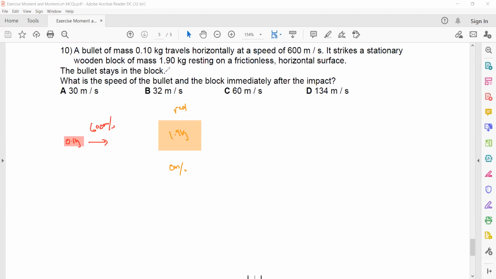The bullet stays in the block. What is the speed of the bullet and block immediately after the impact? So when the bullet hits the block, they are moving together. The bullet is inside the block and they are moving together. When two objects are moving together, they will have the same speed. So the final speed of the block and the final speed of the bullet will be the same. Whenever there is a collision between two objects, we always use conservation of momentum.